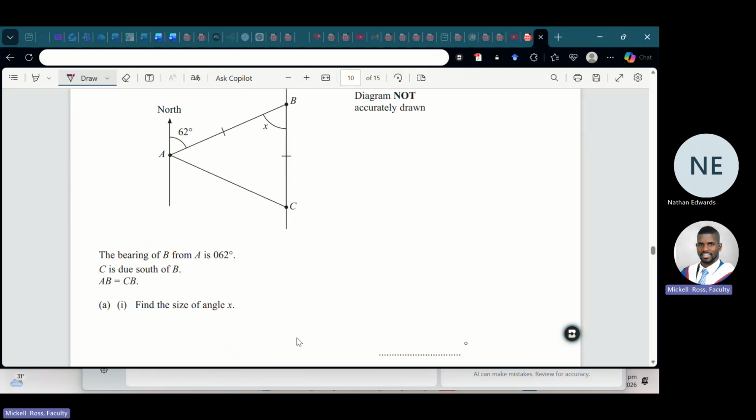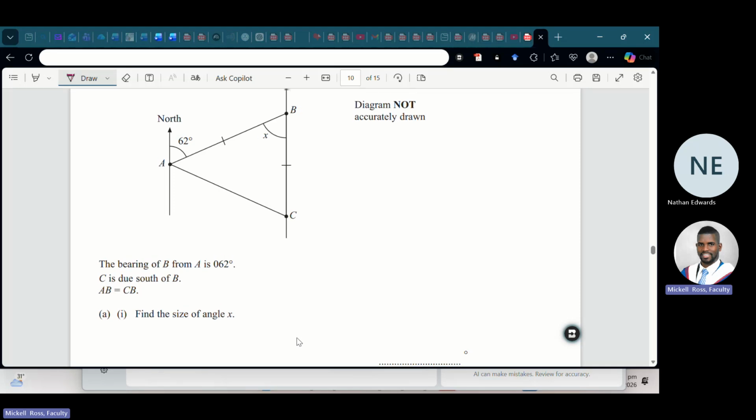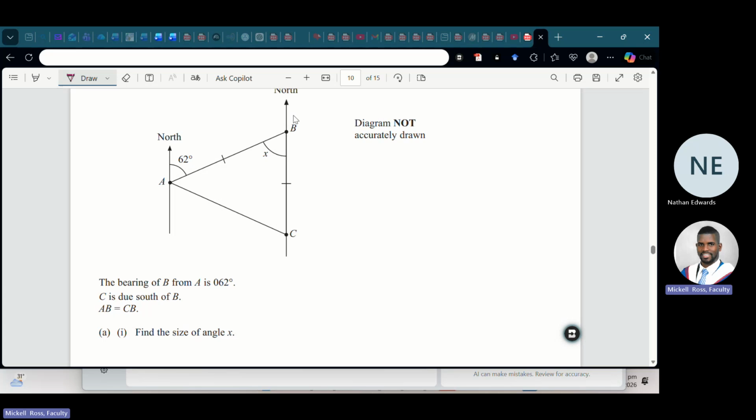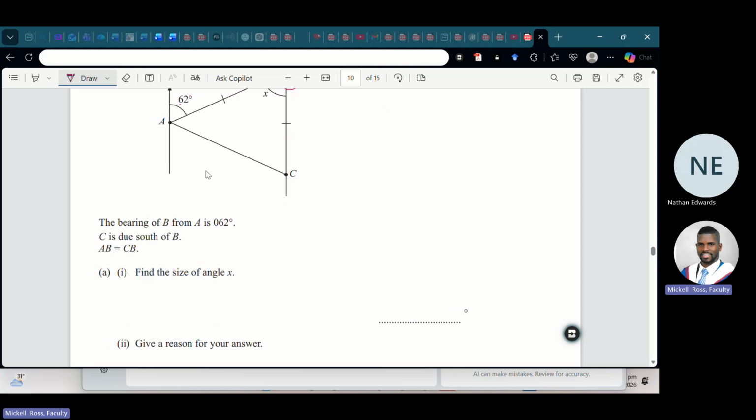The bearing of B from A is 62 degrees. C is due south of B. So that means all along right here is 180, because it says it is due south. So it's 180, not southwest, not southeast. This one right here is going to be 118, because this plus this must give you 180. We could easily find what X is, but let's see what they say. Find the size of angle X.